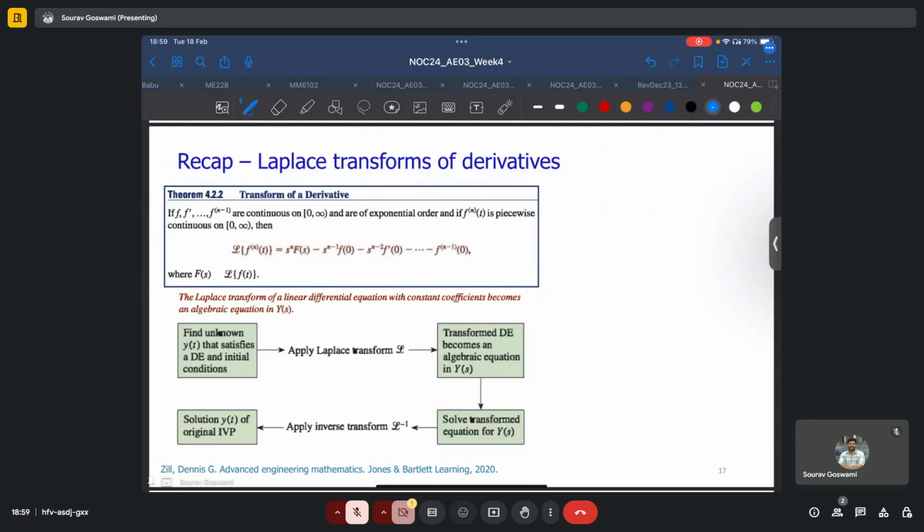Say a problem is posed to you, typically an initial value problem, just like we were discussing last week, that you have to find some function y of t which satisfies a given ordinary differential equation and some initial condition, thereby making it an initial value problem. What we do is we apply a Laplace transform to both sides of this equation, and after application of the Laplace transform, suddenly you find that your ODE or your differential equation became an algebraic equation.